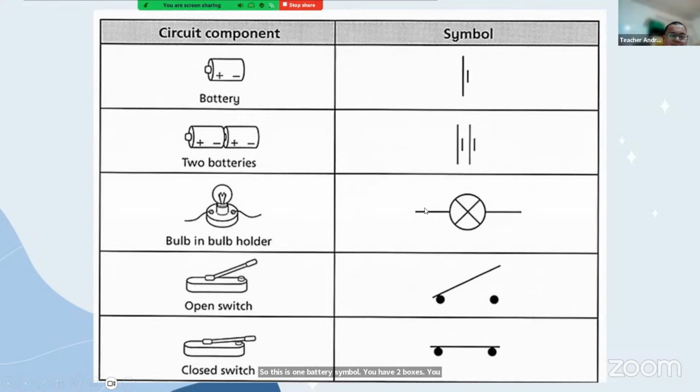If you want to draw a light bulb, we use a circle with X. Open switch, the switch open with 2 circles, close switch with 2 circles. You can either use square or circle to represent the end of the switch. So some students use square, some students use circle. Either way is fine, as long as you show the teacher that the line is either diagonal or straight. Diagonal up for open, straight line connected to both dots is closed. All right.